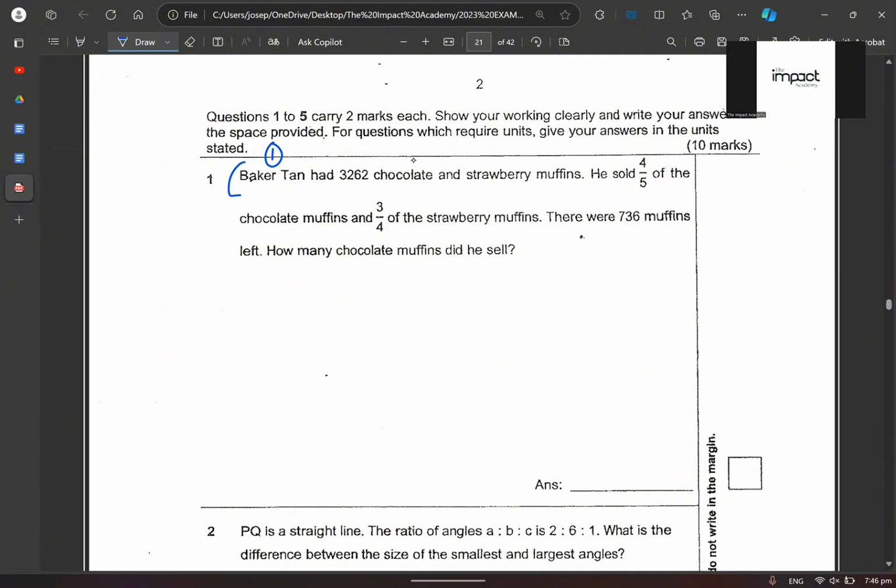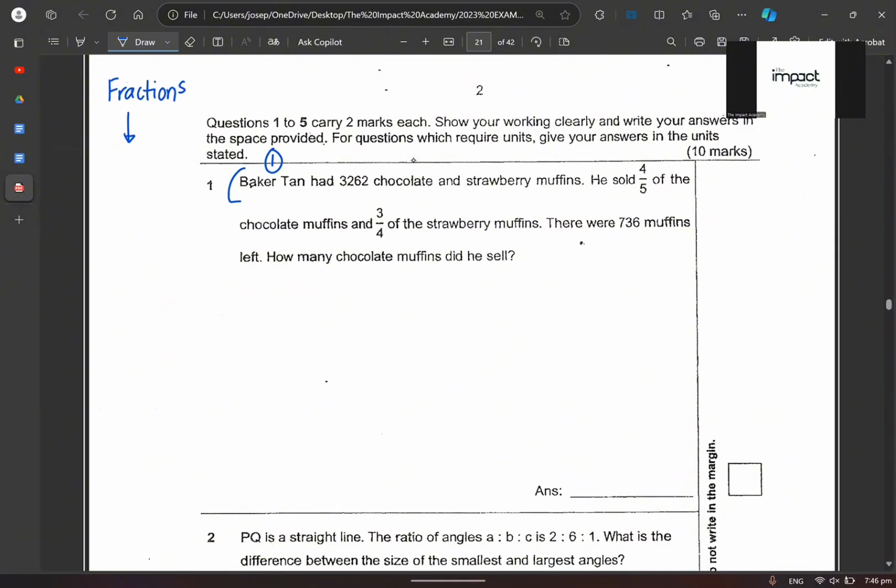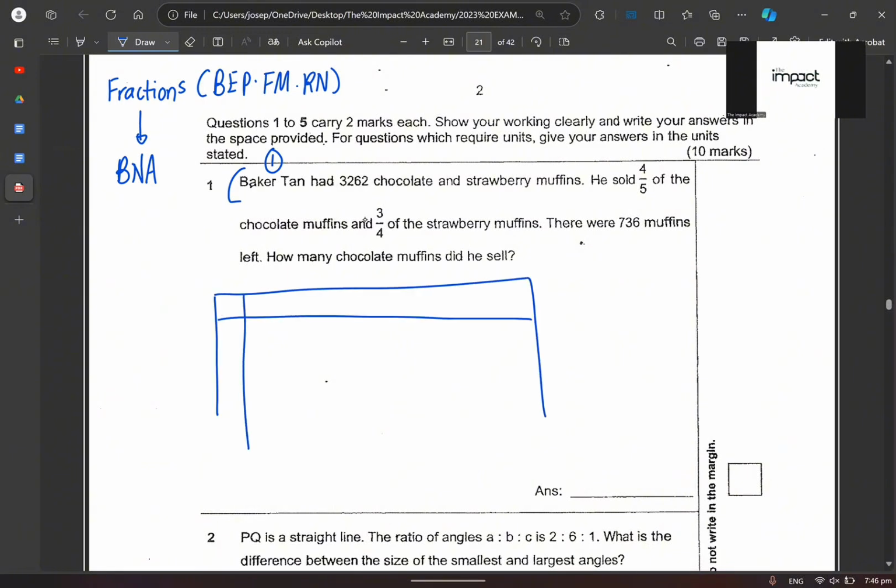Now, when I see a fractions question, what comes to my mind first? You all agree that this is a fractions topic, yes or no? What concept is it under? Can somebody tell me the name of the concept? Very good, before and after. For fractions, we have before and after. Am I making sense? So if it's before and after, of course, we want to make sure we draw our table. Can everyone just start drawing your table first? We have chocolate over here, strawberry over here.